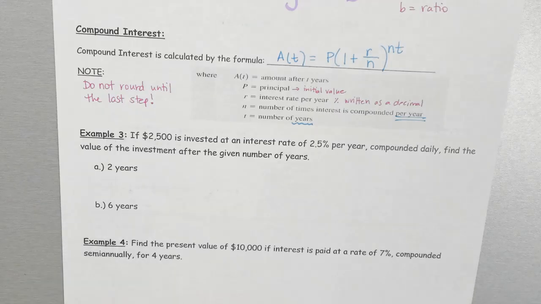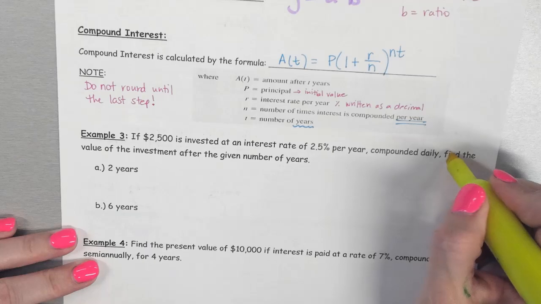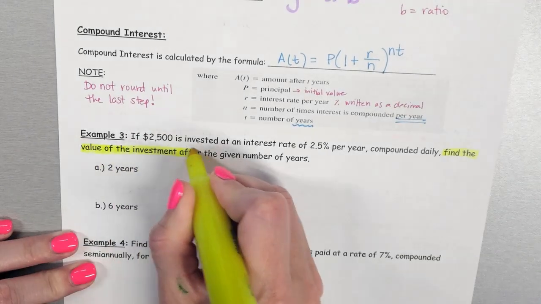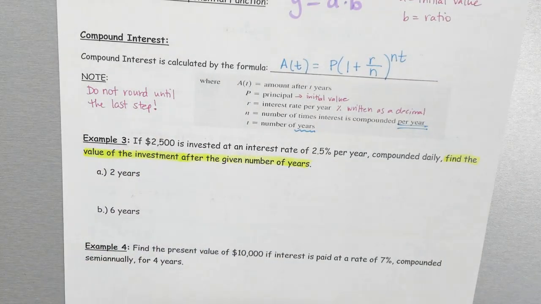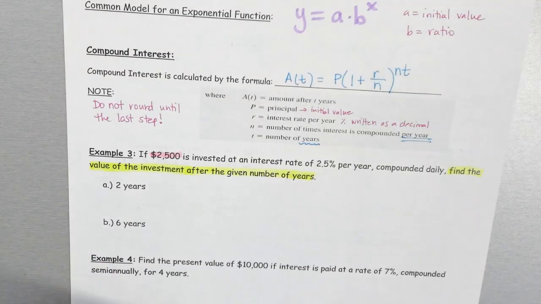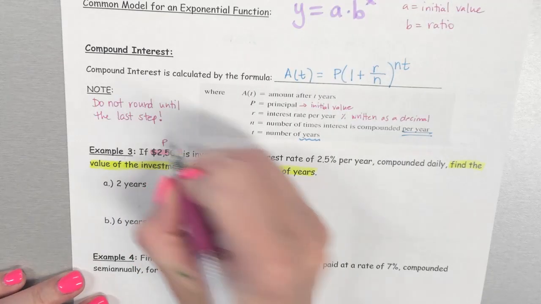So if 2,500 is invested at an interest rate of 2.5% per year, compounded daily, find the value of the investment after the given number of years. Okay, so we have this 2,500. That's what's invested. That is our principal.